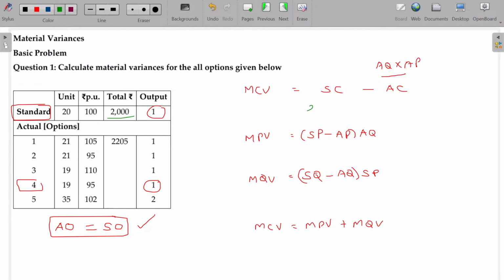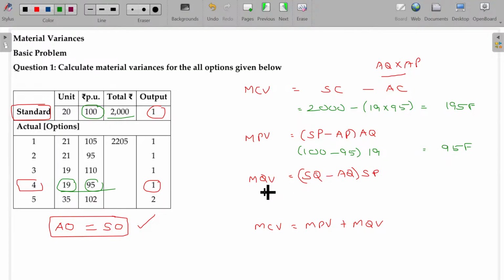So, standard cost in this case being 2000. Actual cost in this case being 19 into 95, 1805. So, 195 favorable. Am I right? 195 favorable. Find out the reason for the differences. In case of price, rather than paying 100, we paid only 95. There's a favorable situation in this case. This will have impact to the extent of actual quantity, 19. Yeah, come on, tell me. 95 favorable.